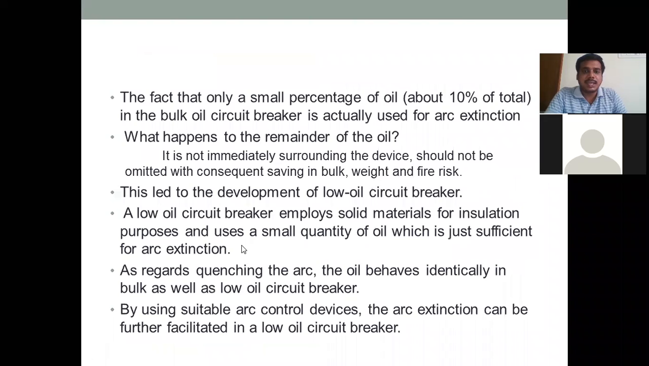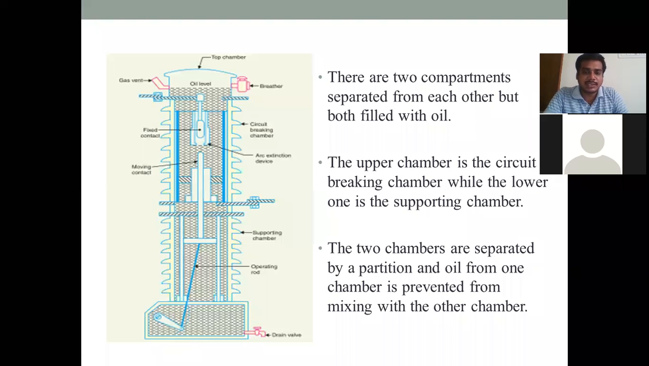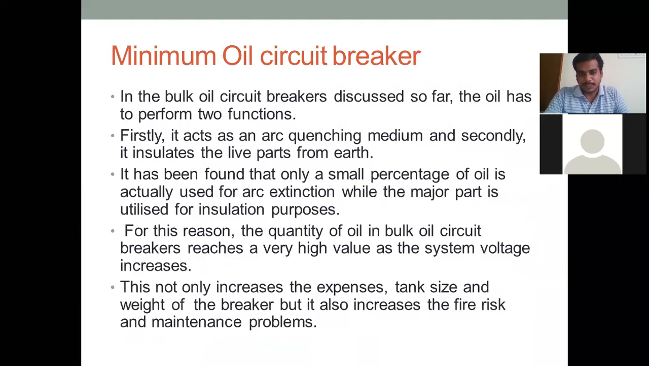So what is the advantage of this minimum oil circuit breaker? In this circuit breaker, only 10% of the oil will be used for quenching the arc. The remaining oil will just be used for the insulation purpose. That is the advantage of this minimum oil circuit breaker. So these are the points which I have repeated here.